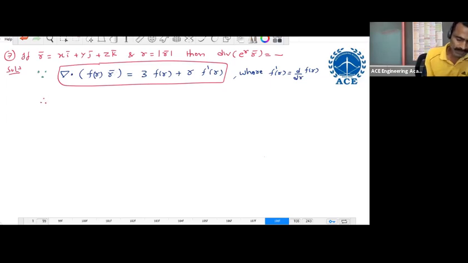Therefore, for the given problem, del dot e power r into r bar equals. If we compare this with the general formula, in place of f of r we have e power r. So on the right hand side, replace f of r with e power r. Wherever f of r is there, write e power r. 3 into e power r plus r into the first derivative of e power r with respect to r, that is e power r. So 3 plus r into e power r. It is the result.